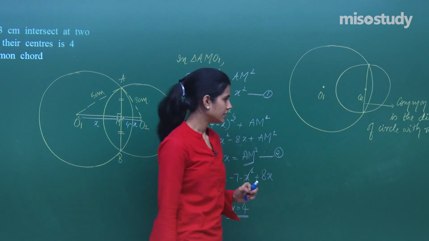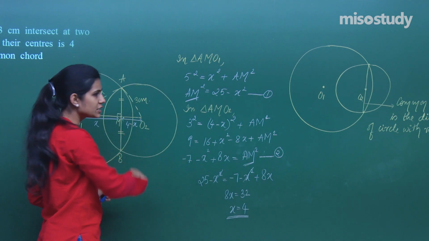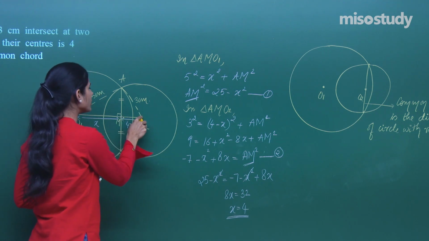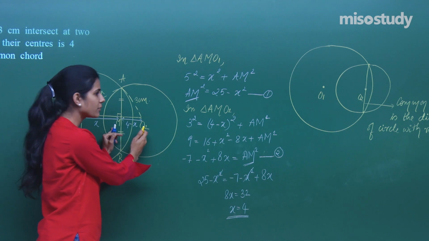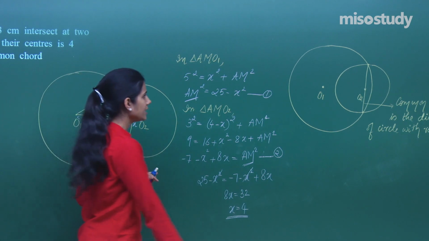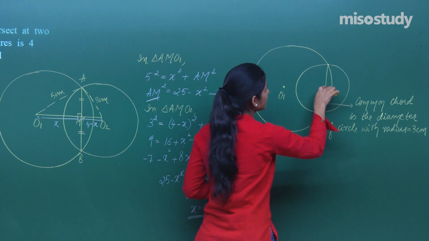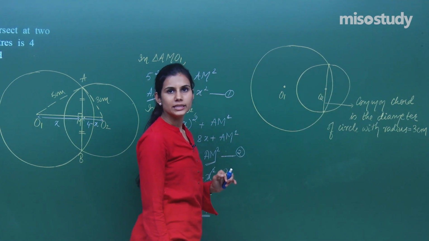That is the situation. This won't be the scenario. Once you solve the question, you understand that M coincides with O2 because there is no distance between M and O2. They are actually a single point because the distance between them is 0, right? That means the chord is going to pass through the center of the second circle. That means it will be the diameter.